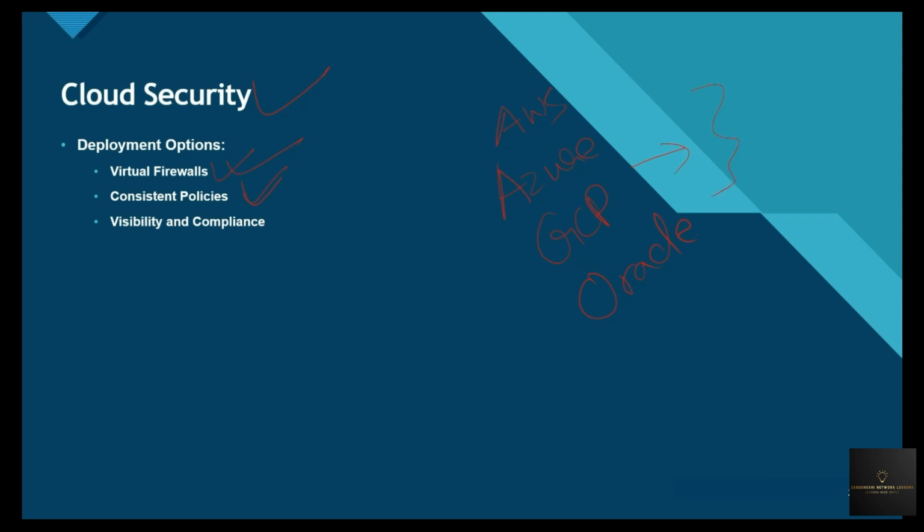So ensure that there are no gaps in the security policies made for the on-prem as well as for the cloud environment. Then the third deployment option, visibility and compliance. You have to utilize the firewall to gain visibility over cloud resources and traffic flows, ensuring compliance with data protection regulations such as GDPR and HIPAA, right? So you have to make sure you are complying with all these regulations.